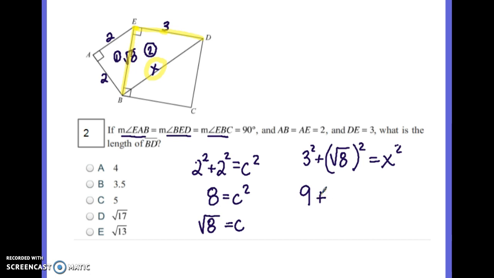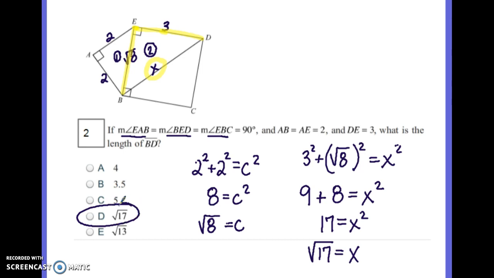And then when you square a square root, those are inverse operations. They undo each other, so we're left with 8. And again, that's equal to X squared. So 17 is equal to X squared. And if we take the square root of both sides in order to isolate X, X is equal to the square root of 17, which is answer choice D.